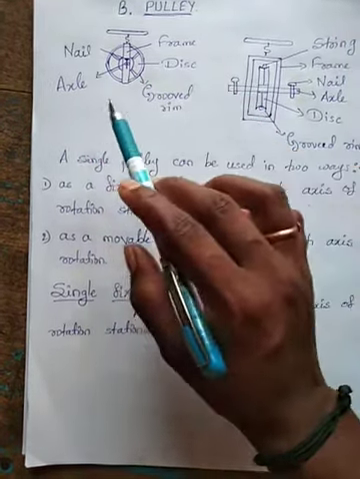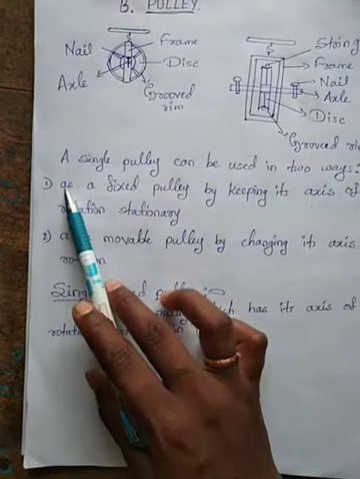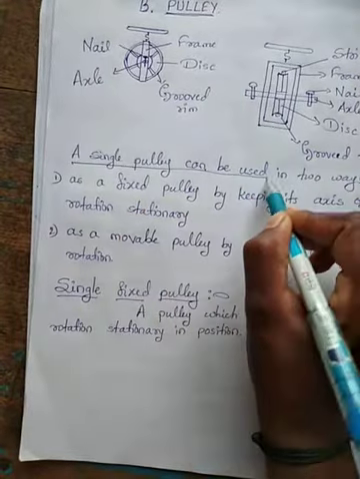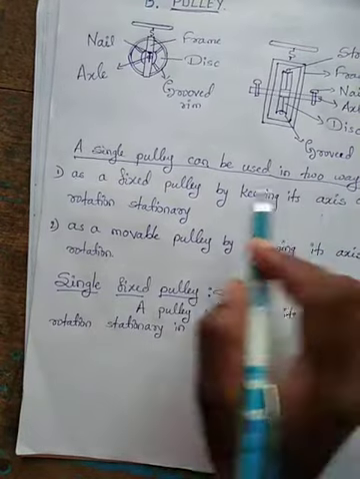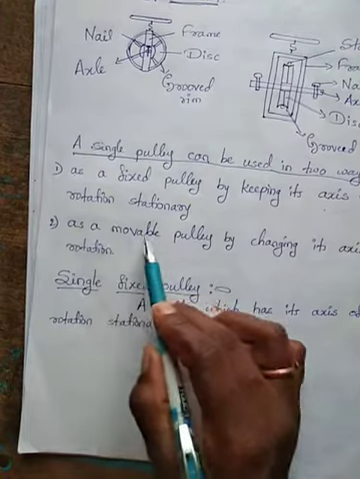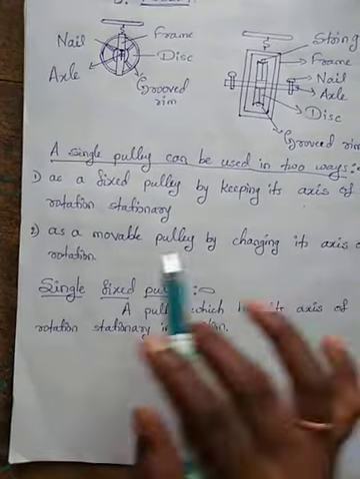A single pulley can be used in two ways: as a fixed pulley by keeping its axis of rotation stationary, and as a movable pulley by changing its axis of rotation.